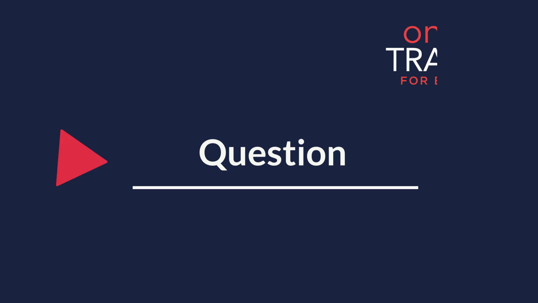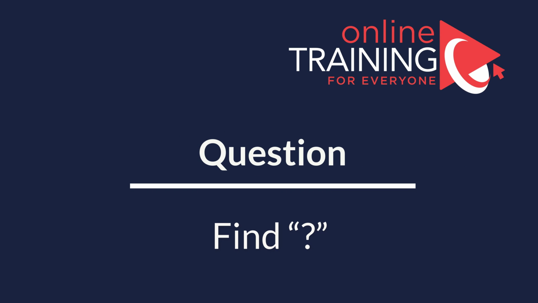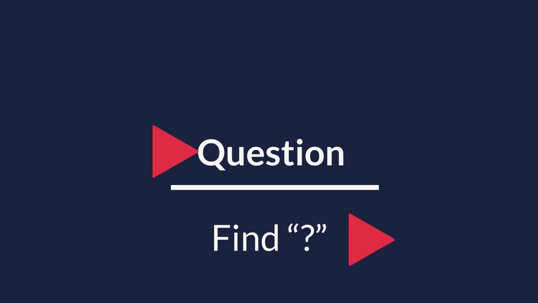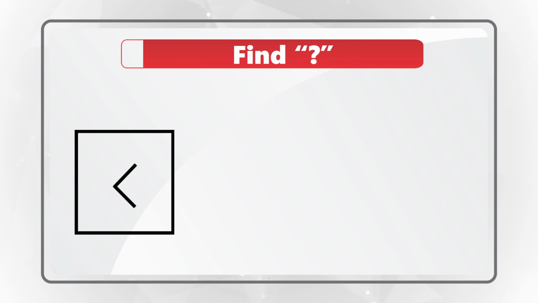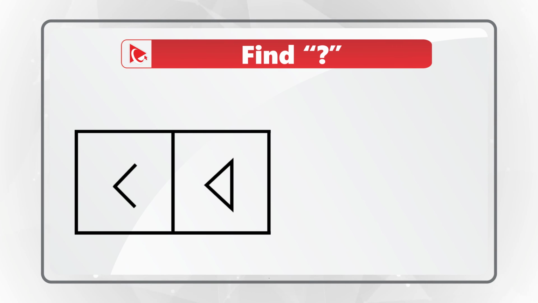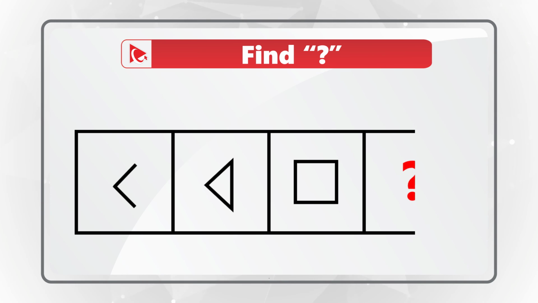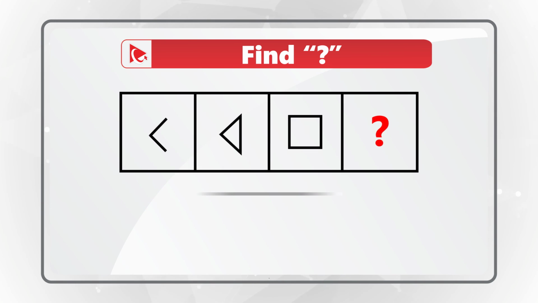Here's a wonderful question to test your analytical skills. You're presented with the series of shapes in the boxes. The first box has the arrow pointing left. Second box has triangle pointing left. Third box has a square. And then comes the box with the missing shape. You have 4 different choices to choose from.